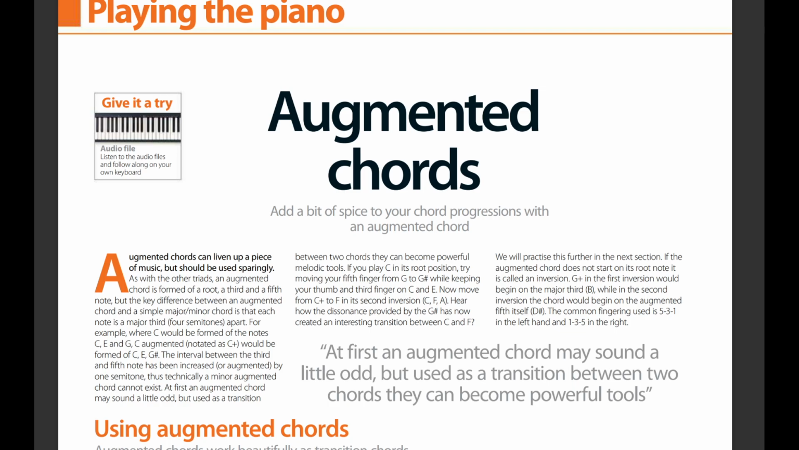As with other triads, an augmented chord is formed of a root, a third, and a fifth note. The key difference between an augmented chord and a simple major or minor chord is that each note is a major third, 4 semitones, apart. For example, where C major would be formed of the notes C, E, G, the interval between the third and the fifth note has increased, or augmented, by 1 semitone. Thus, technically a minor augmented chord cannot exist.